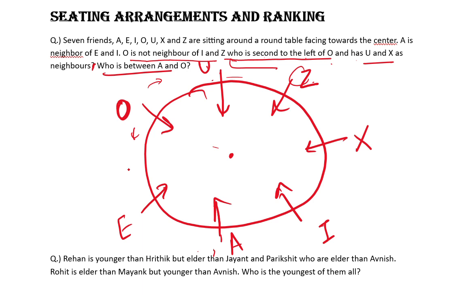Who is between A and O? Between A and O there is E. So E will be our answer to this question.